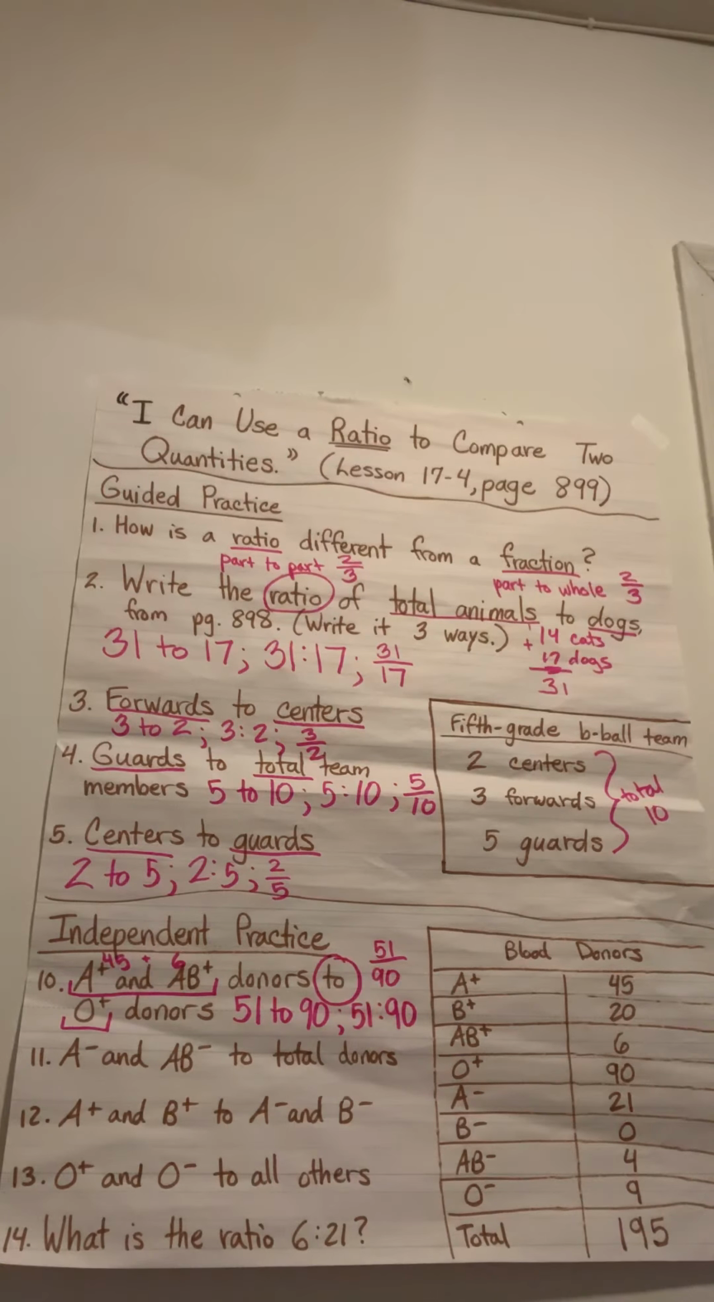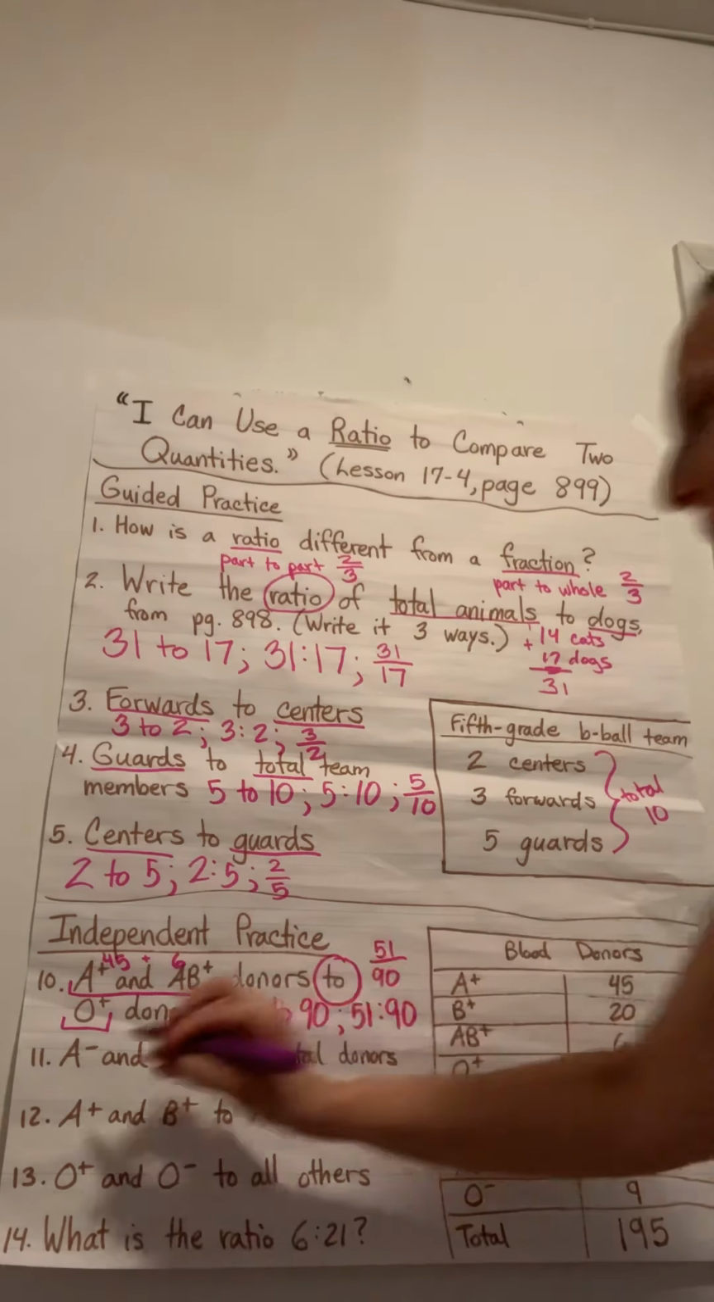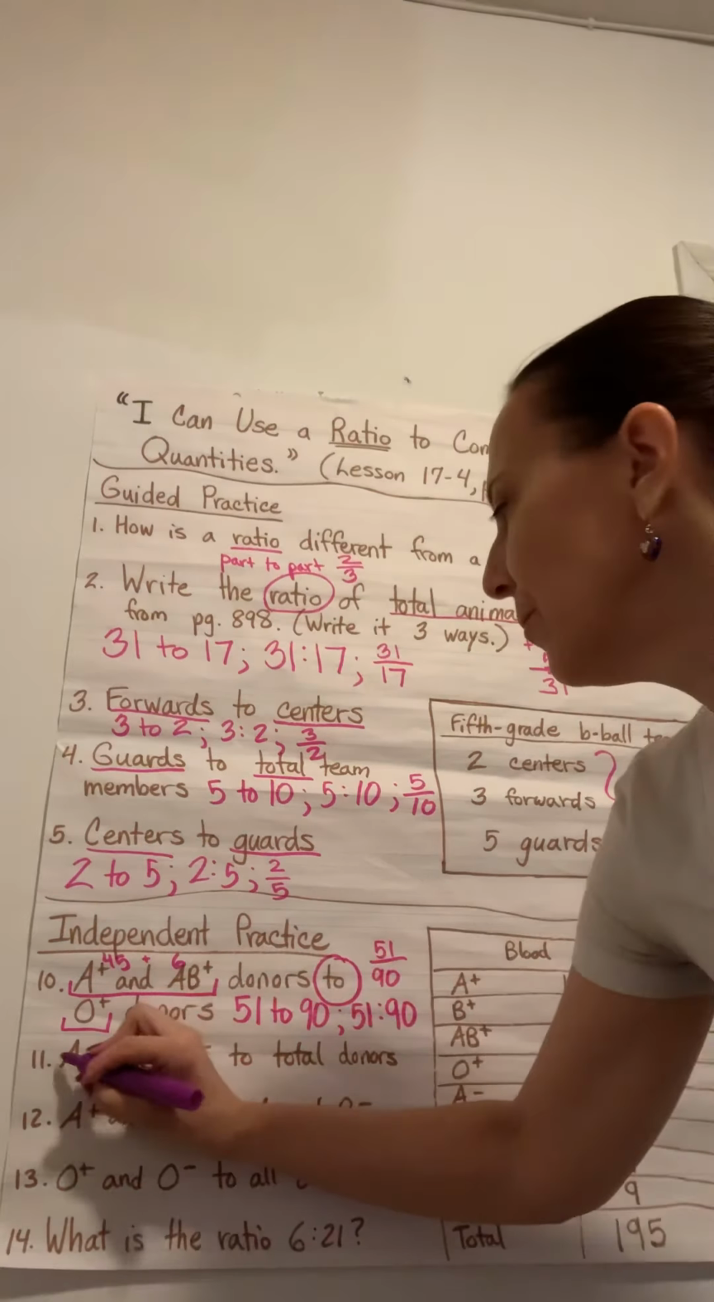Okay, number 11 asked me again. Here's my 2. The first part is A negative and AB negative. So A negative is 21 and AB negative is 4. So altogether here, my first part of my ratio is going to be 25.